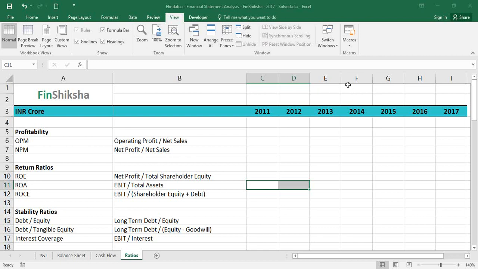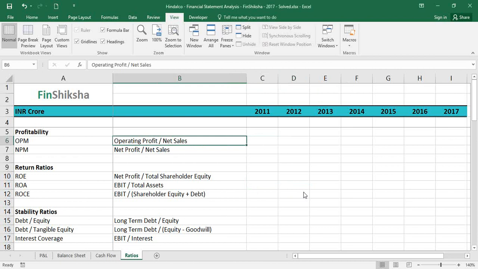We now begin with our calculation of the ratios for Hindalco in our series of videos on Hindalco's financial statement analysis. What we're going to do now is look at these numbers and calculate them from the data that is available there. As we have said in the past, formulae are not very important.